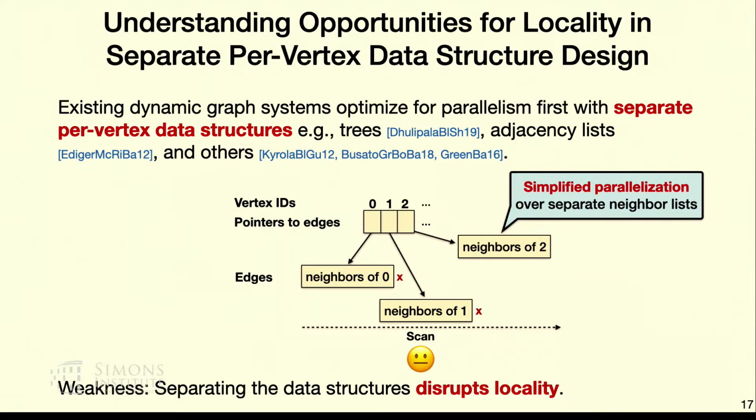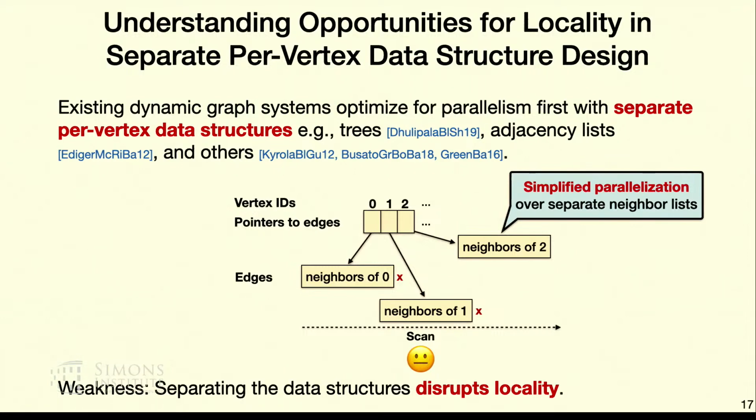So like I promised, we're going to understand what is the opportunity for optimizing locality. So we understood that we're going to optimize for spatial locality. The way that most of these dynamic graph data structures are currently designed is in this two-level structure. And this design is really good for parallelization because you have one level for your vertex IDs.